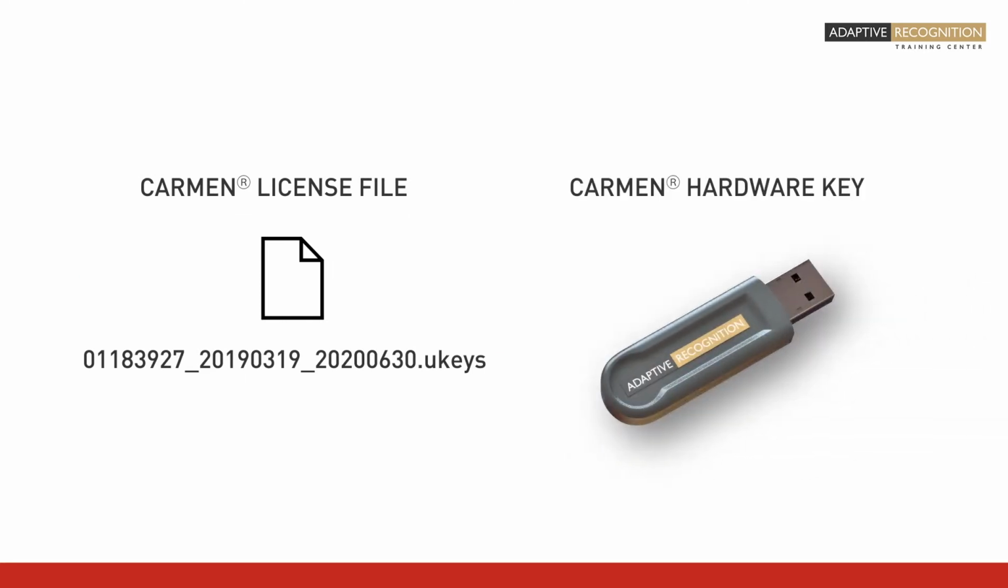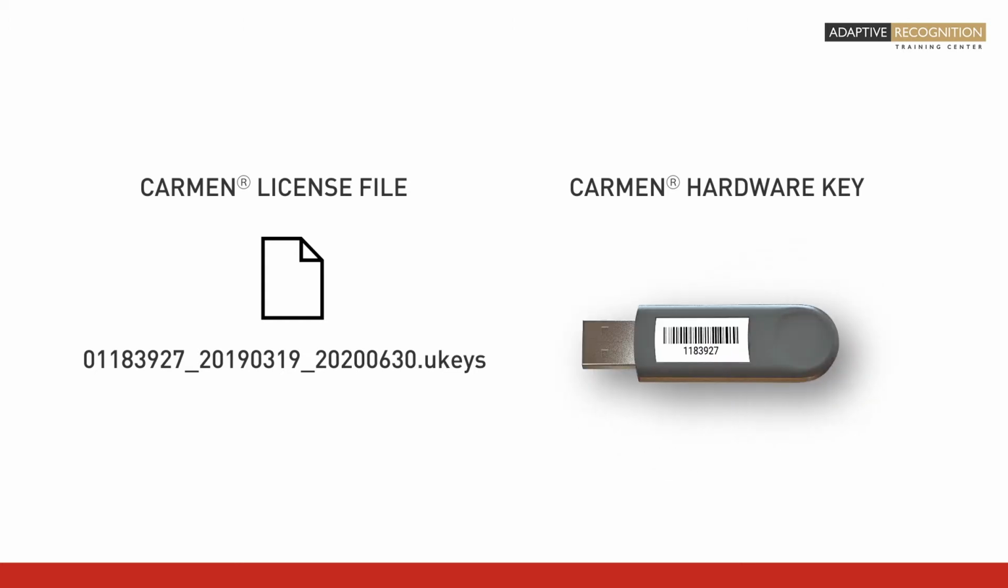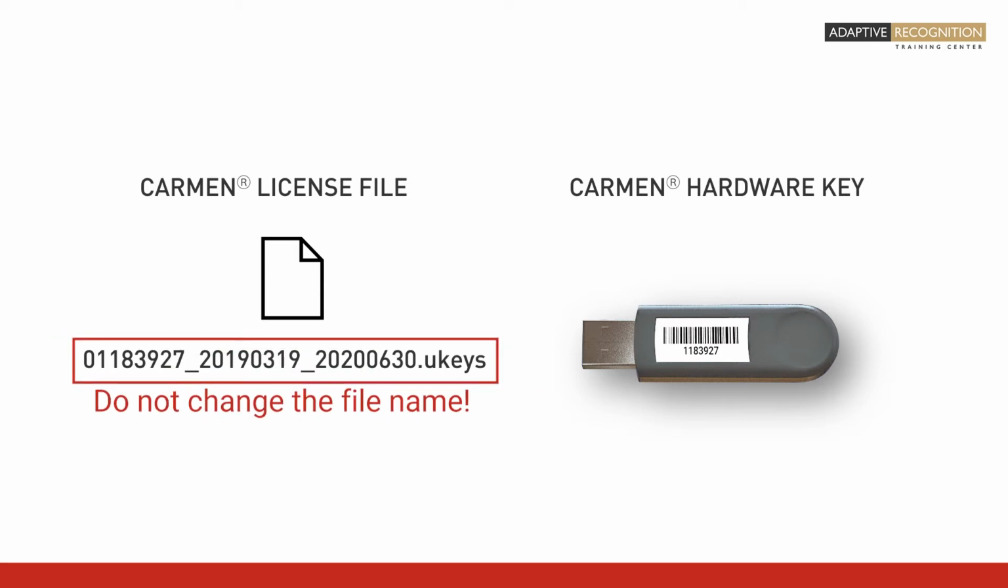Licenses are always generated for a specific hardware key, which means you cannot upload licenses onto any other hardware key than the one they have been generated for. This also means that you will not be able to upload a license after you change the serial number in the name of the license file if that license was not generated for your hardware key.